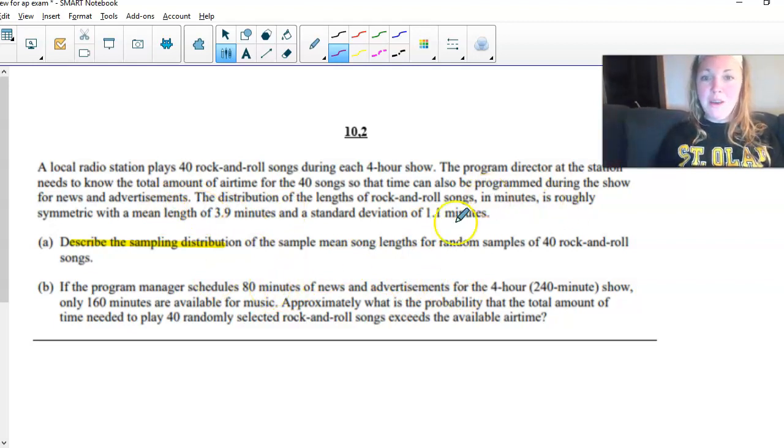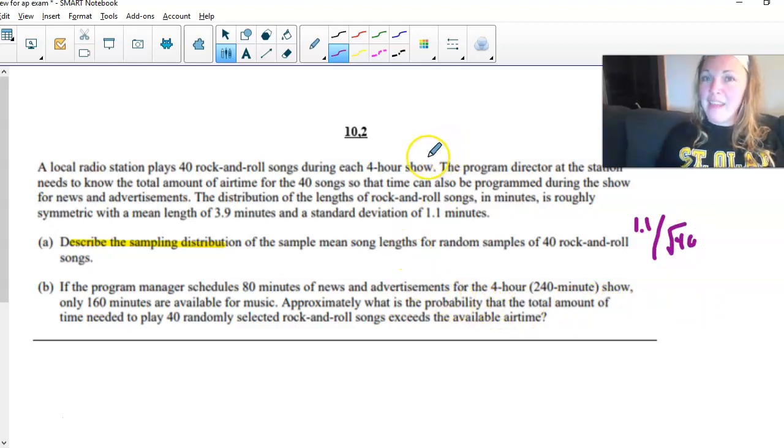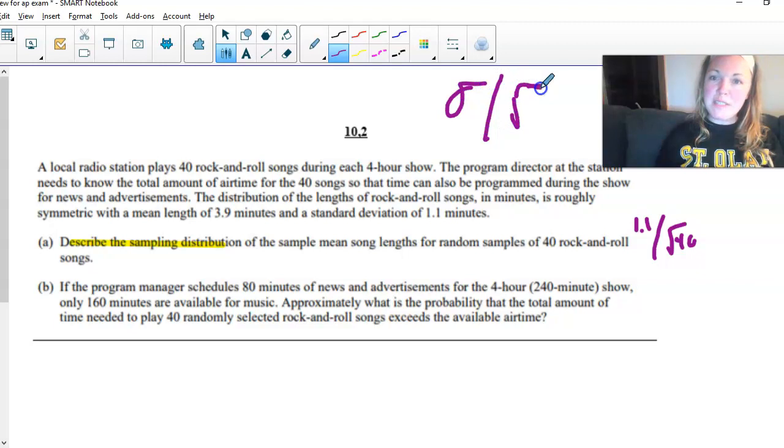Spread, standard deviation, 1.1 divided by my sample size. So 1.1 divided by the square root of 40. How do I know I'm using that standard deviation? Well, because we're dealing with quantitative data, okay? And our sample size is bigger than 1, and we have that standard deviation that is on our formula sheet that we use all the time.